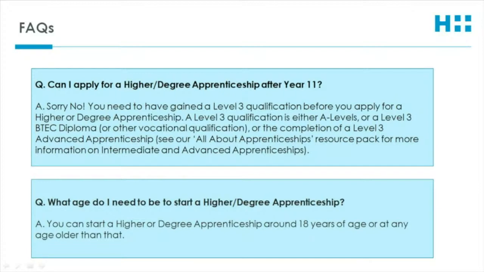What age do I need to be to start a higher or degree apprenticeship? You can start a higher or degree apprenticeship around 18 years of age, or at any age older than that. As I said in the previous answer, you do need to finish your A-levels or BTEC qualification, or whichever qualification it is that you're doing, and you'll be around 18 before you can start a higher or degree apprenticeship.